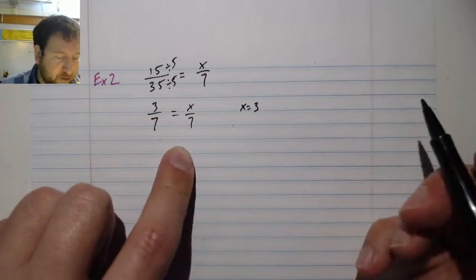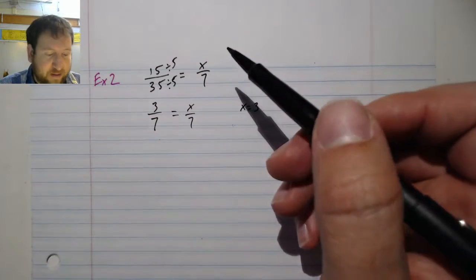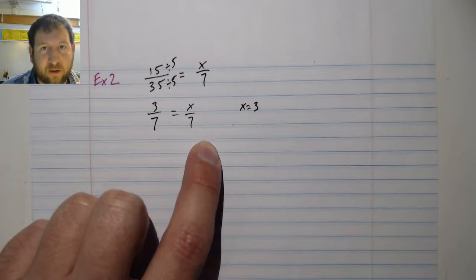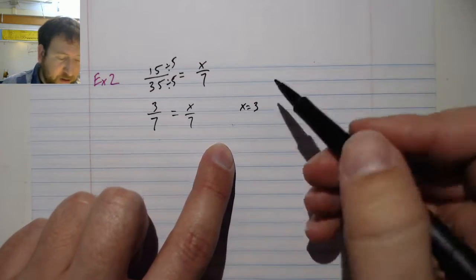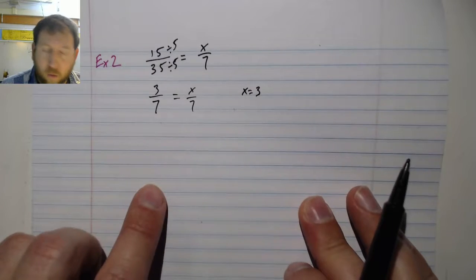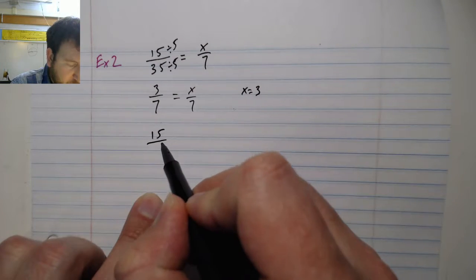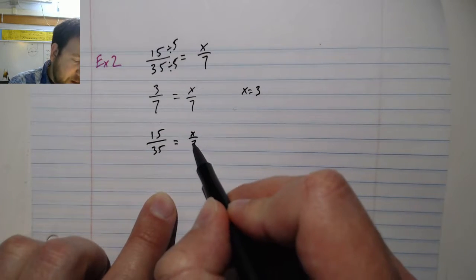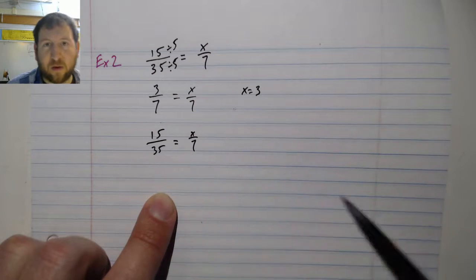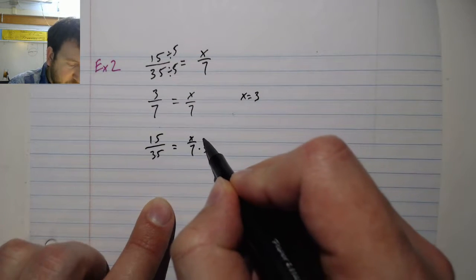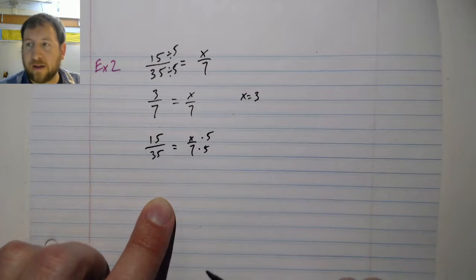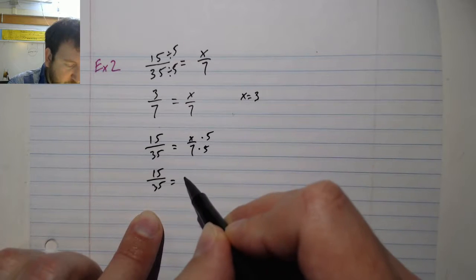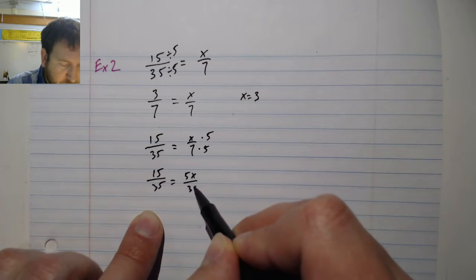Now, that begs the question, what would have happened if I would have just multiplied instead? Well, the problem with that is then I have to multiply my x, so it wouldn't work out as well, but it would give me the correct answer in the end. Let's take a quick look at what would have happened. If I had 15 over 35 equals x over 7, well, I know that to get from 7 to 35, I need to multiply by 5, which I can do to the numerator and the denominator if I choose to. This would give me 15 over 35 is equal to 5x over 35.